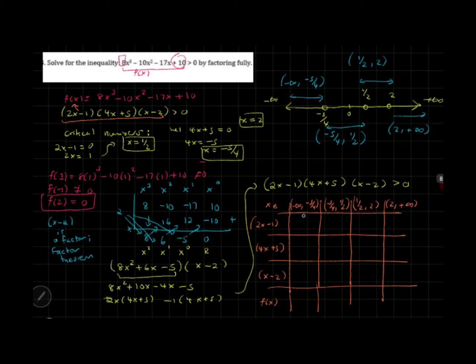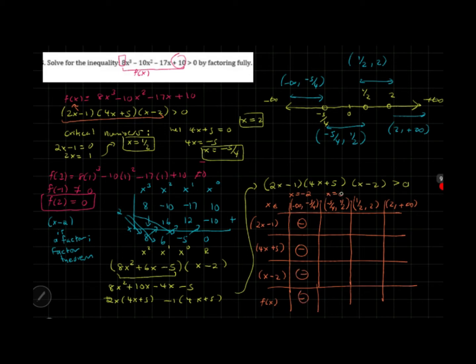So within each interval, we're going to test a point. I'm going to let x equal negative 2 in this interval. Then you get negative 2 times 2, which is negative 4 minus 1, which is negative 5. So it's negative 2 times 4, which is negative 8, plus 5 is negative 3, so it's negative. And then negative 2 minus 2 is negative, so this is going to give you a collective negative, right?